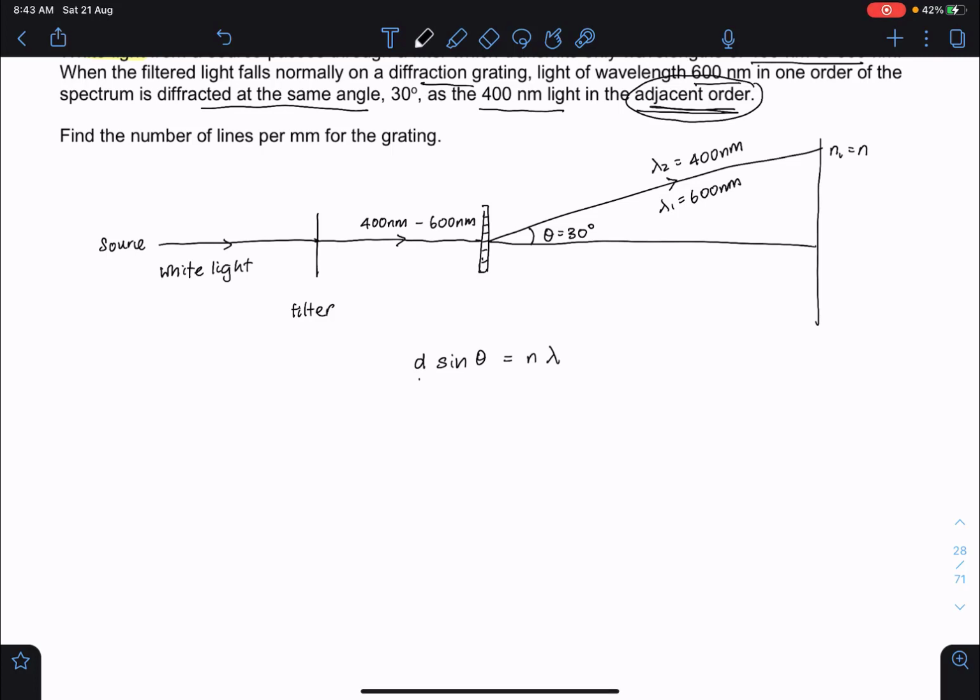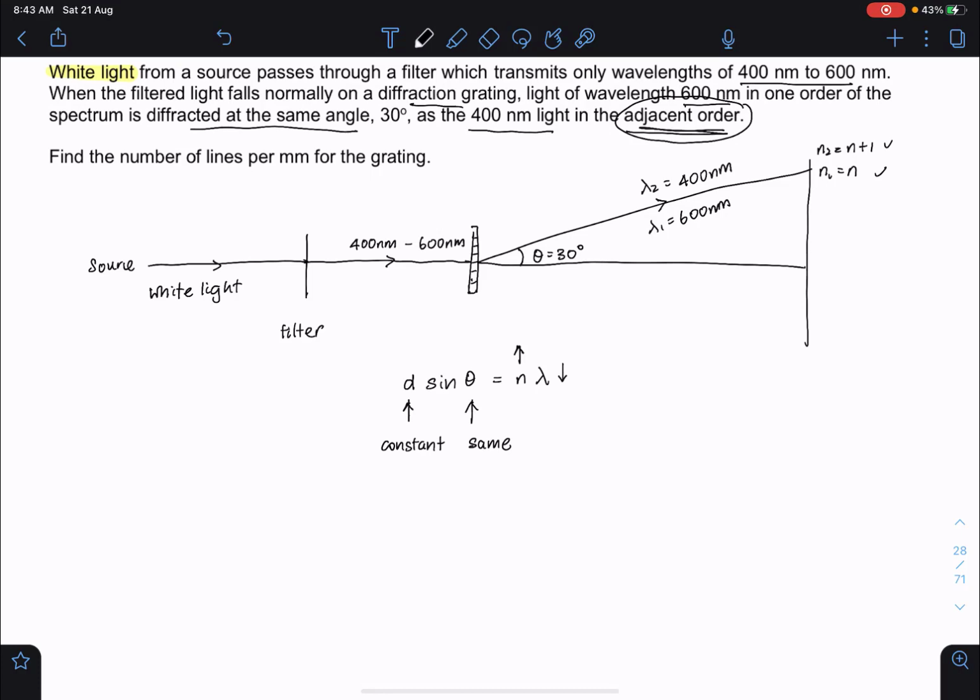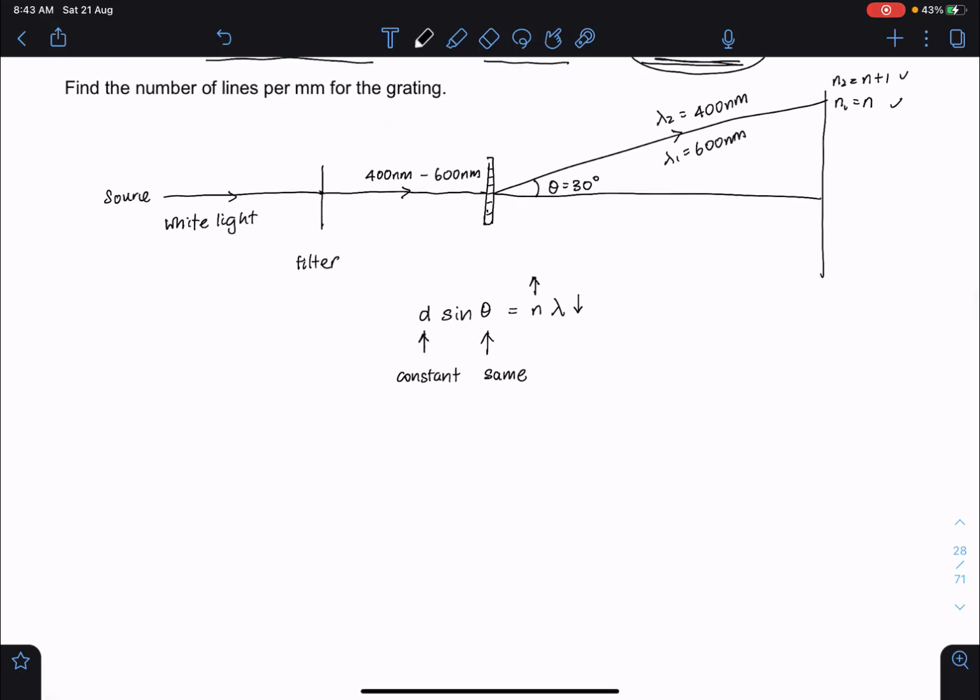Now we are passing through the same grating, so d is a constant. The angle is the same, so theta is the same. So we see that lambda 2 is actually a shorter wavelength. Hence, it tells me that n must be higher for the angle to be the same. So n2 must equal n plus 1. With these two values known, we can now form our equation.